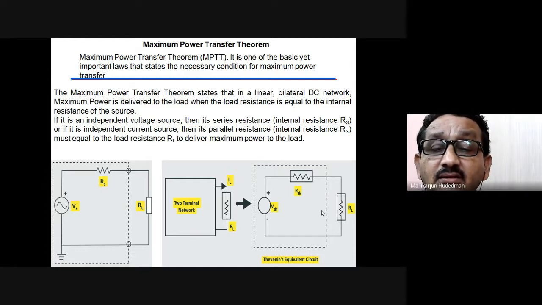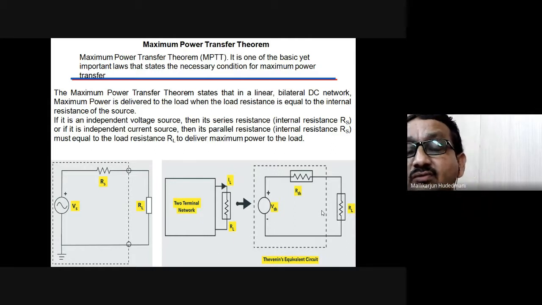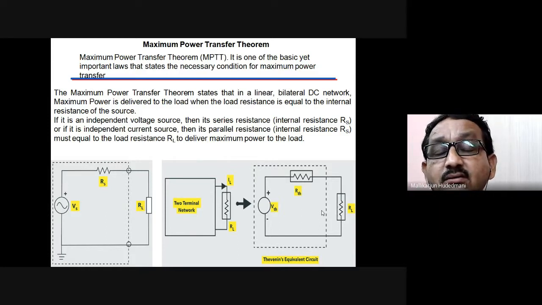very necessary. In line with this, we have the maximum power transfer theorem, one of the basic yet important laws that states the necessary condition for the maximum power transfer. The maximum power transfer theorem states that in a linear bilateral DC network, maximum power is delivered to the load when the load resistance is equal to the internal resistance of the source. This is the definition for part 1 of the maximum power transfer theorem, which we are supposed to understand.